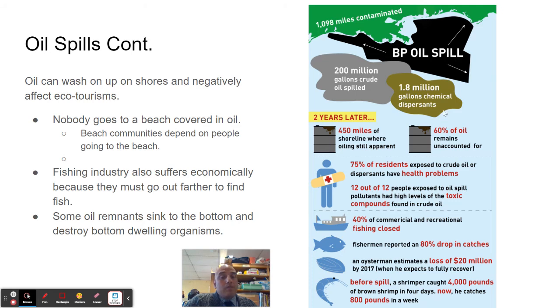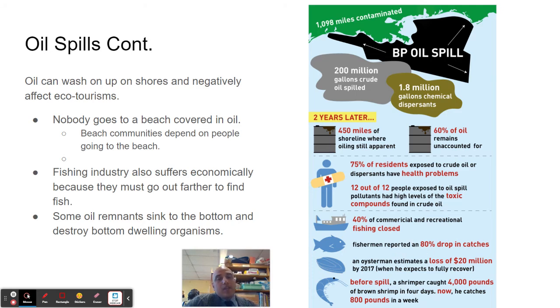Okay, so in the BP oil spill, 200 million gallons of crude oil spilled. Then we put 1.8 million gallons of chemical dispersants. 60% of the oil is left unaccounted for. 75% of the residents exposed to crude oil dispersants have health problems. 12 out of 12 people exposed to oil spill pollutants had high levels of toxic compounds found in the crude oil. 40% of commercial and recreational fishing closed. Fishermen reported an 80% drop in catches.